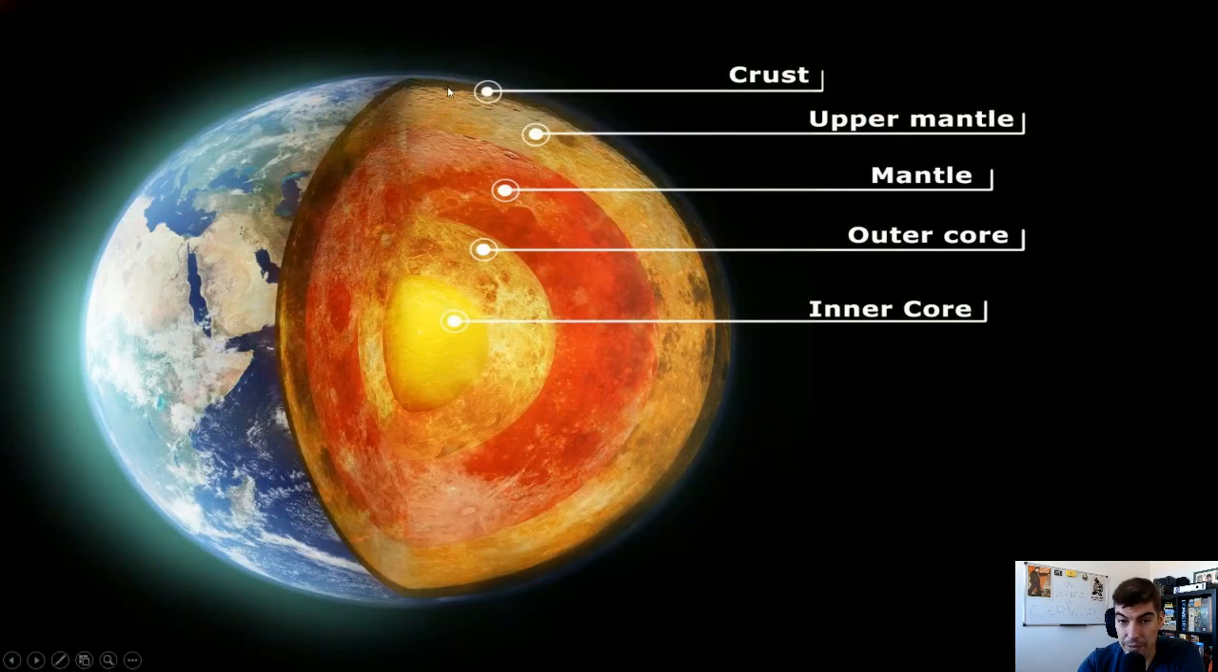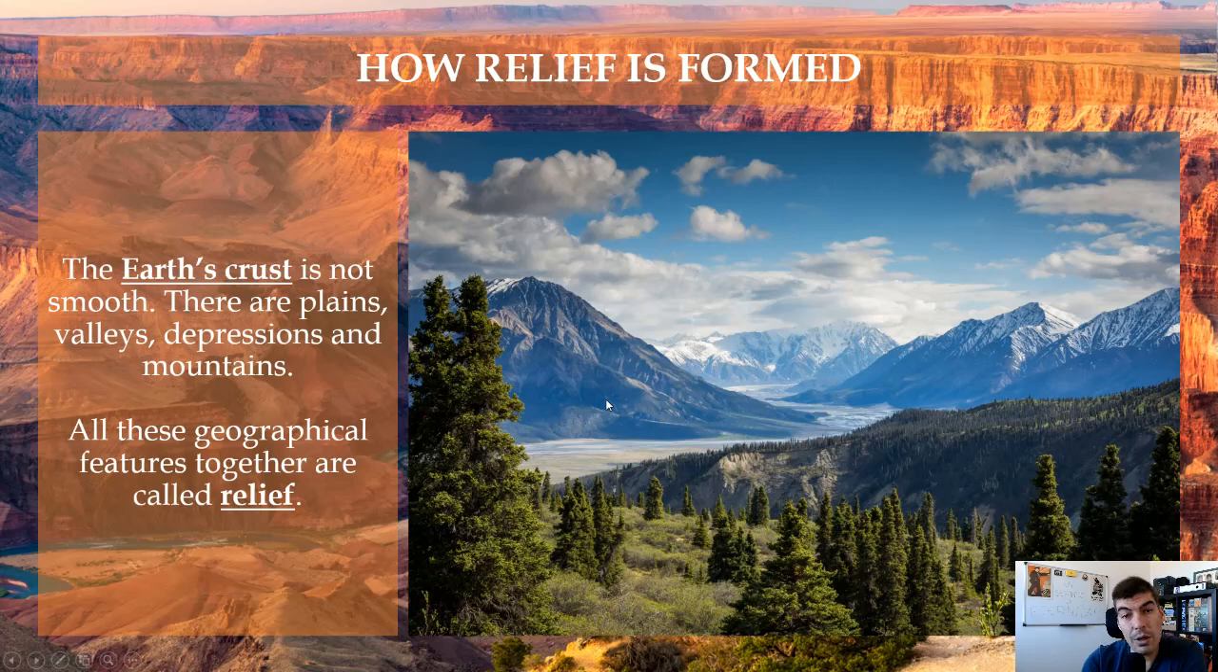Here you have another diagram. The crust, the mantle. In this photograph it is divided into parts, but it's a single layer. The mantle and the core. Okay? Very easy. And now we are going to talk about how relief is formed.